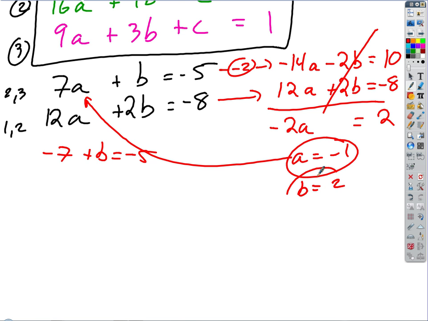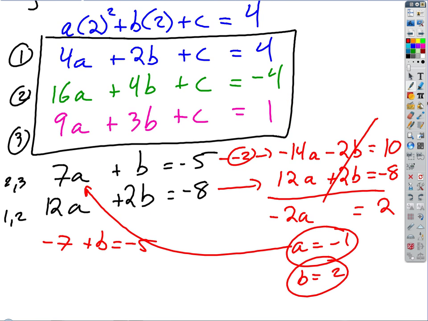If we have a value of a and b, now we can go up to the complete system and pick any one of those equations. How about the top one? That's pretty easy, right? Plug in those values for a and b and solve for c. Well, what's that going to give us if we do that? We're going to get -4 plus 4 plus c equals 4. So c is 4.